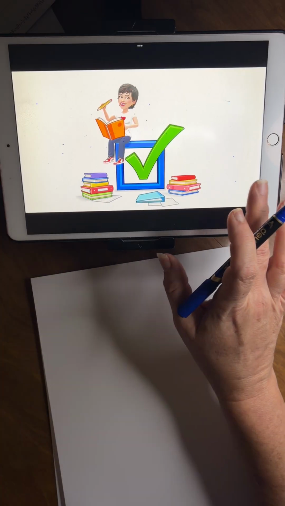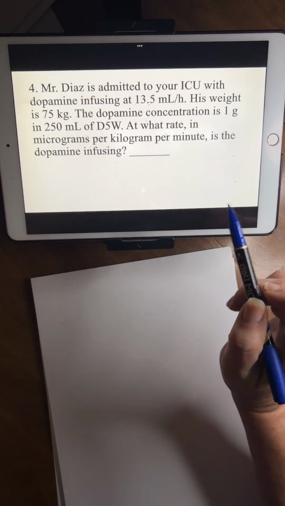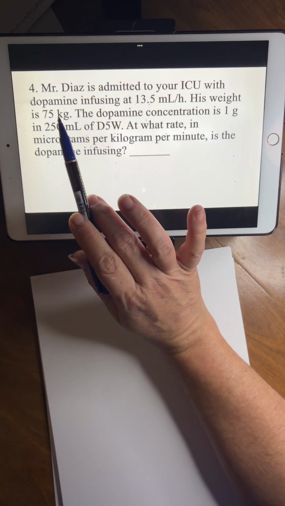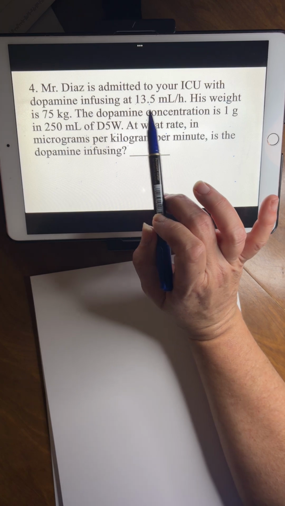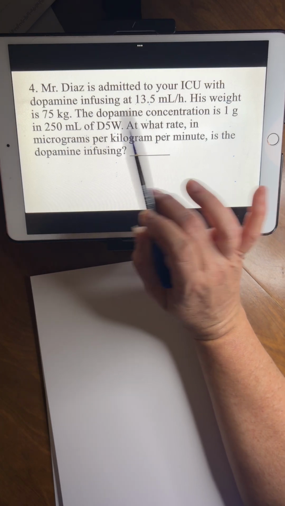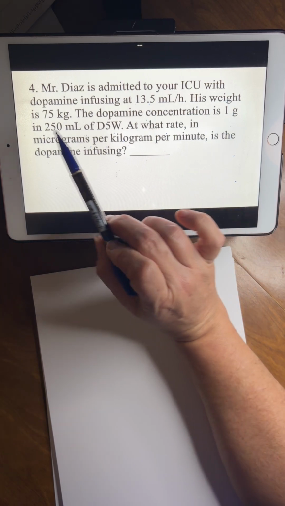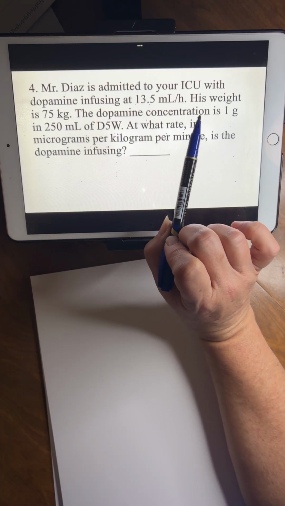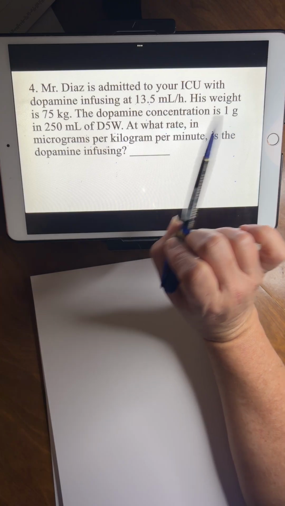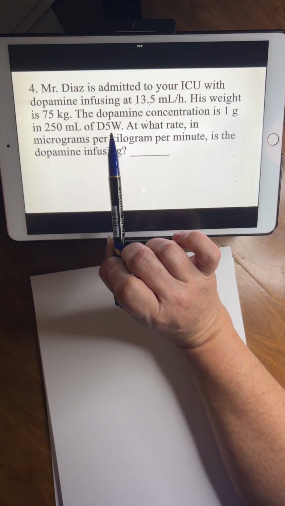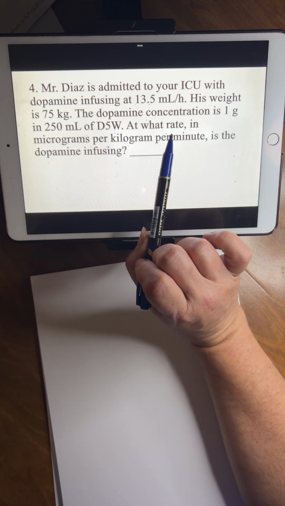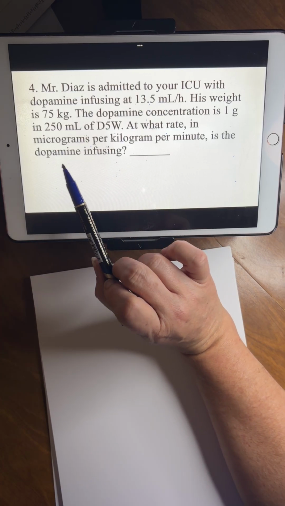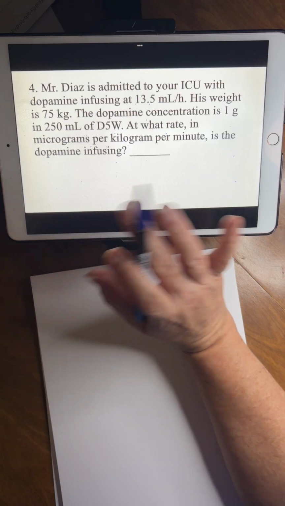Okay. Let's do this one. Mr. Diaz is admitted to your ICU with a dopamine infusion at 13.5 milliliters an hour. That's what it's already running at. His weight is 17 kilograms. The dopamine concentration is 1 gram in 250 milliliters of D5W. At what rate in micrograms per kilogram per minute is the dopamine infusing? Don't lose your mind yet.